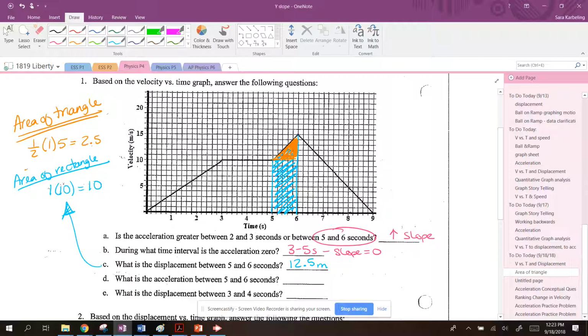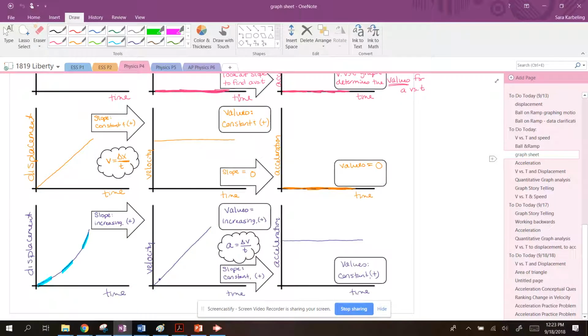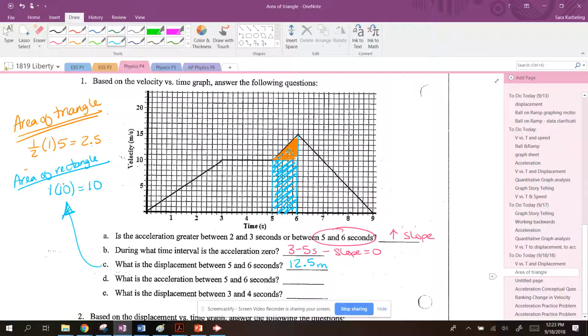All right, how about D? How do you do D? What is the acceleration between 5 and 6 seconds? You have a velocity versus time graph. You're looking for the acceleration. If I have a velocity versus time graph, and I'm looking for the acceleration, what do I look at? The slope. Just have to calculate the slope. Can you calculate the slope? Well, yes, I can. Sure. Right? You can do this.